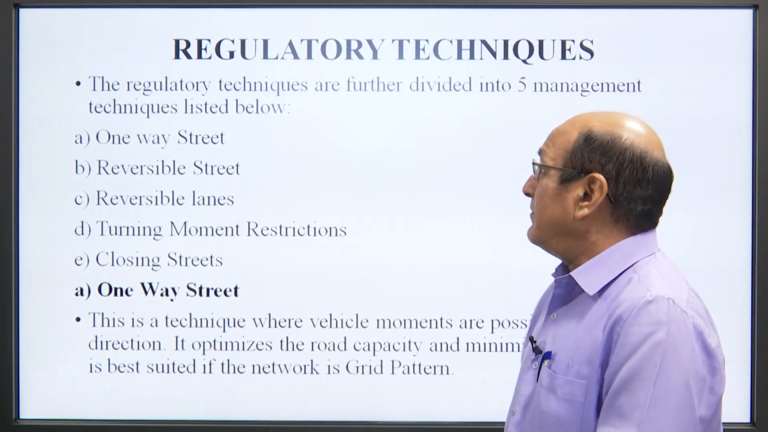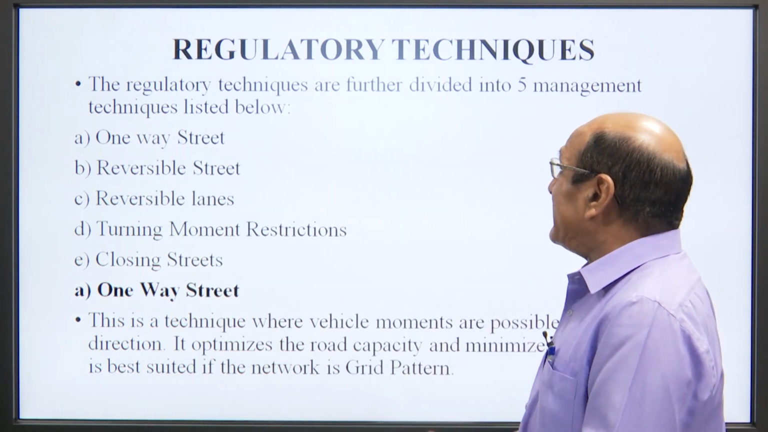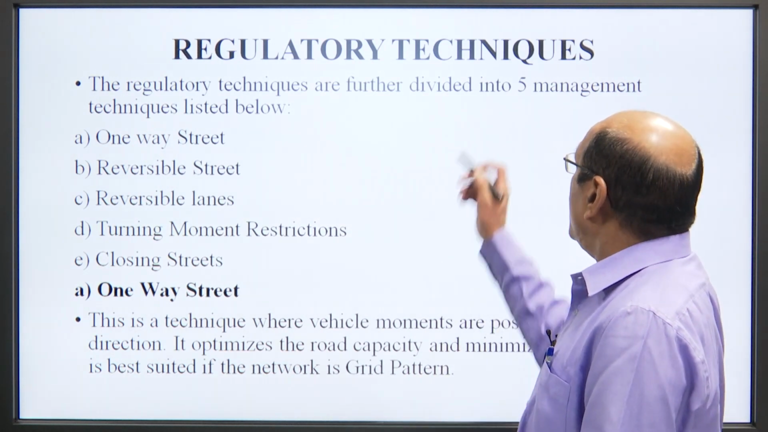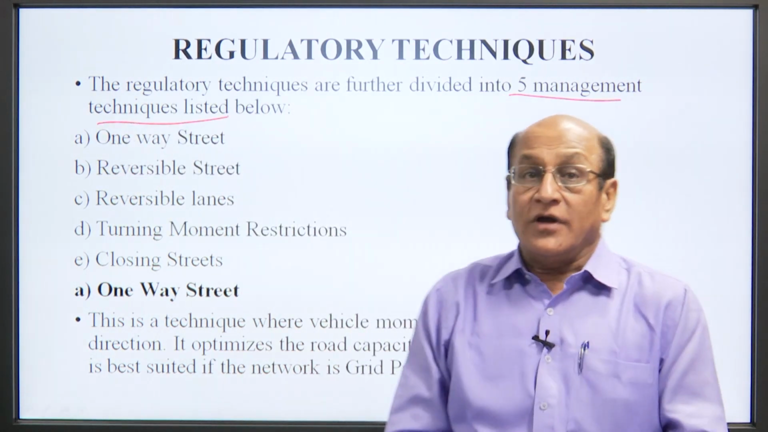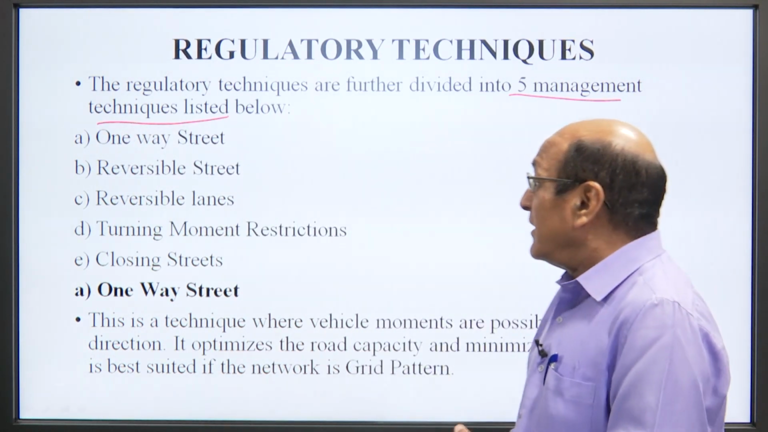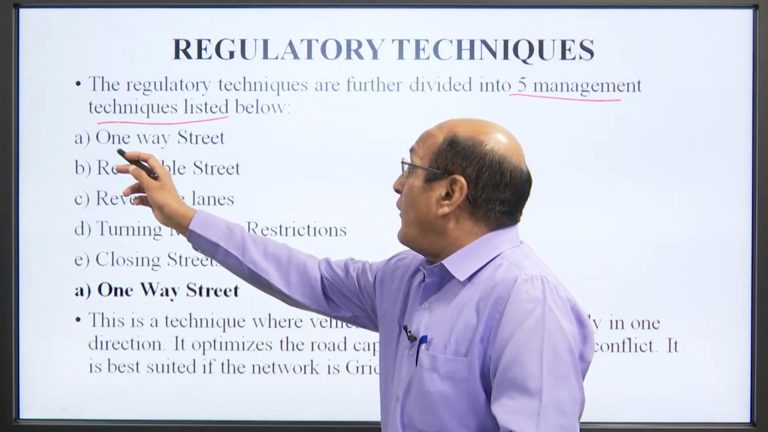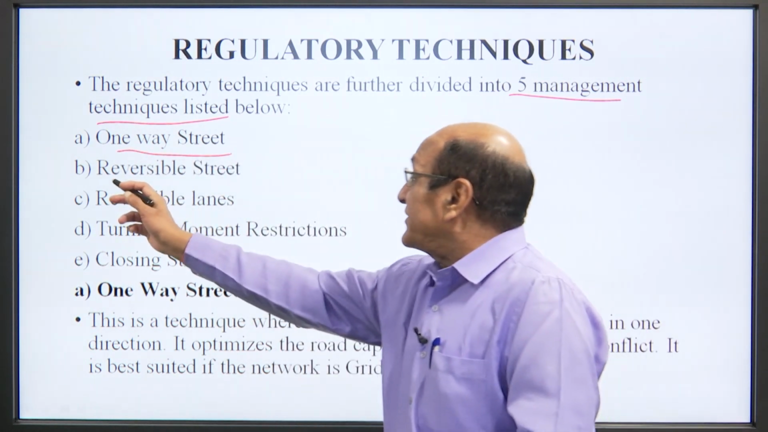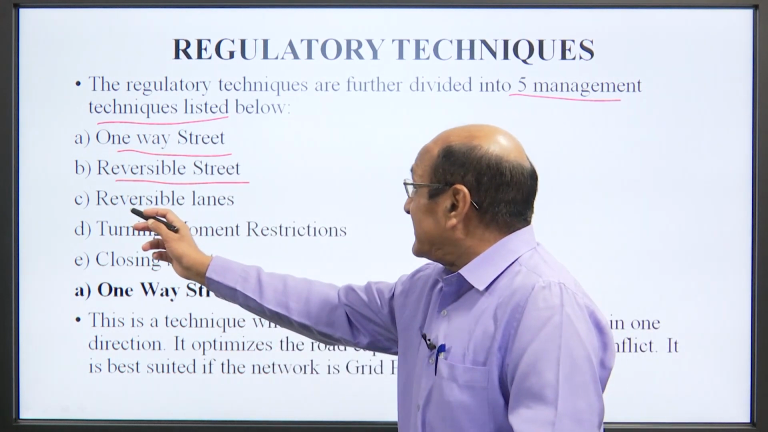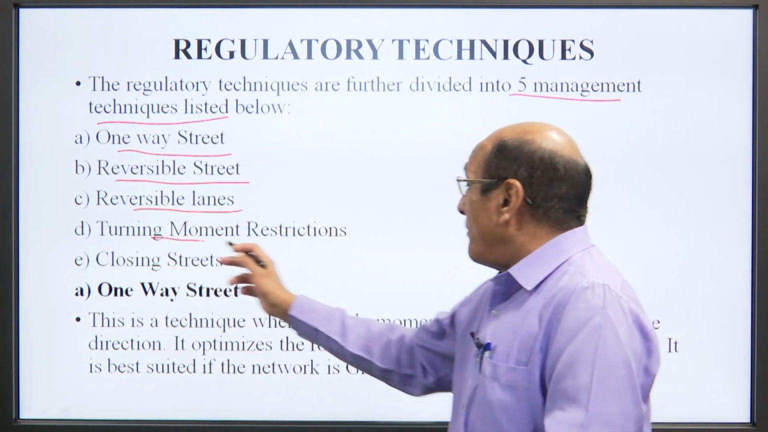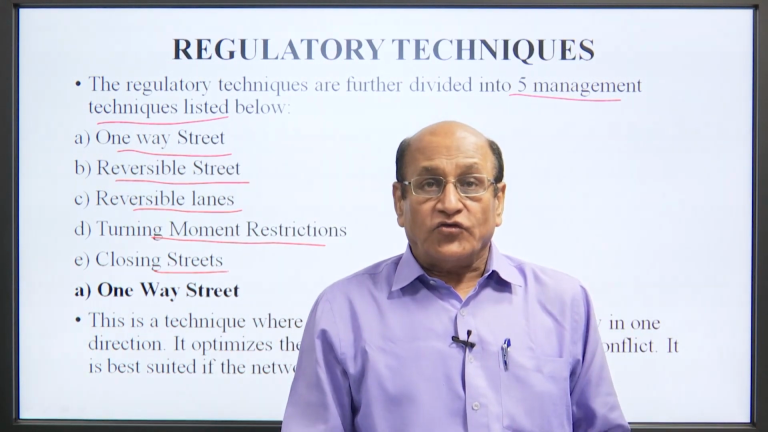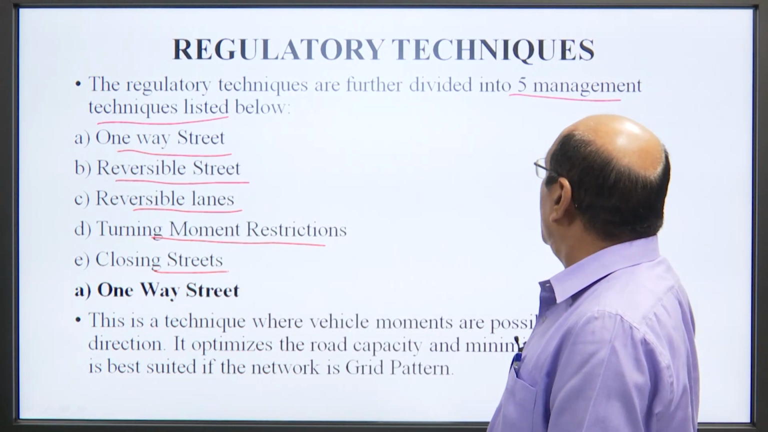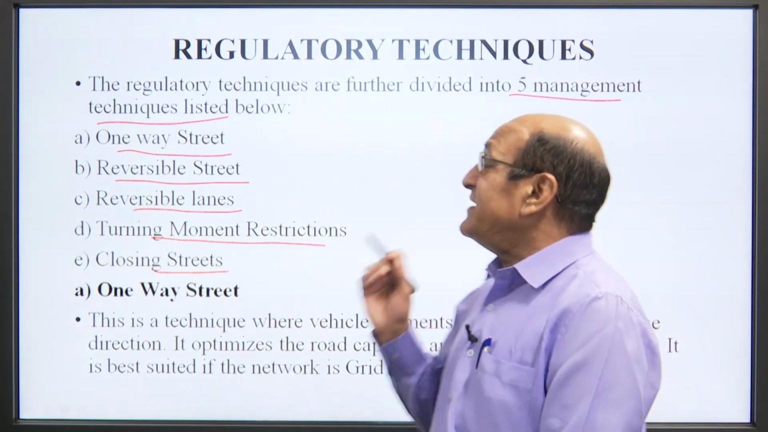Regulatory techniques. The regulatory techniques are further divided into 5 management techniques. And what are they? First is one way street, reversible lanes, turning movement restriction, closing street. So, these are the 5 management techniques.